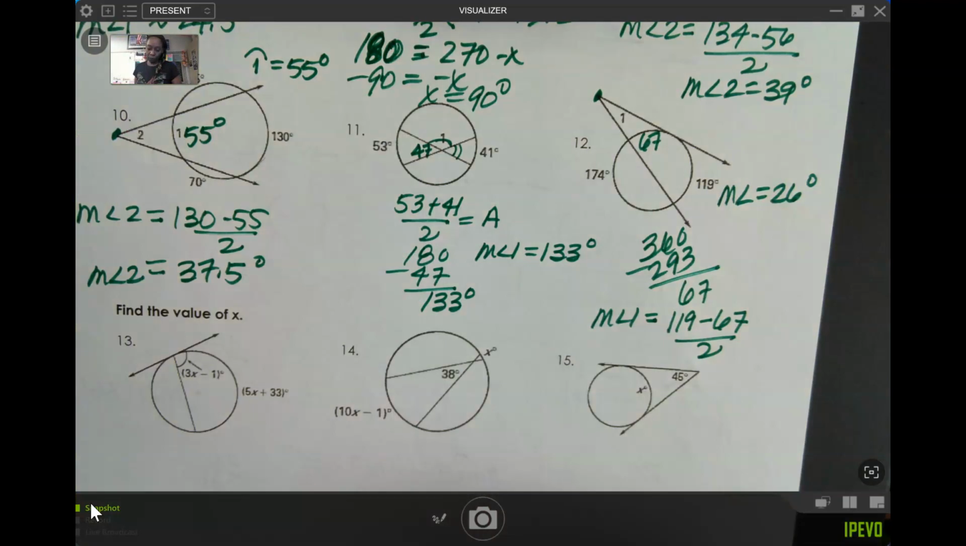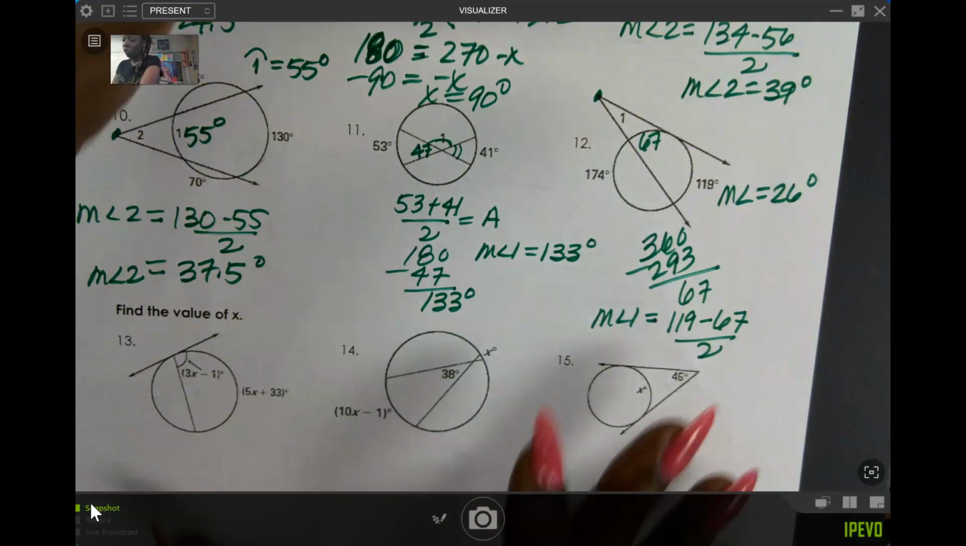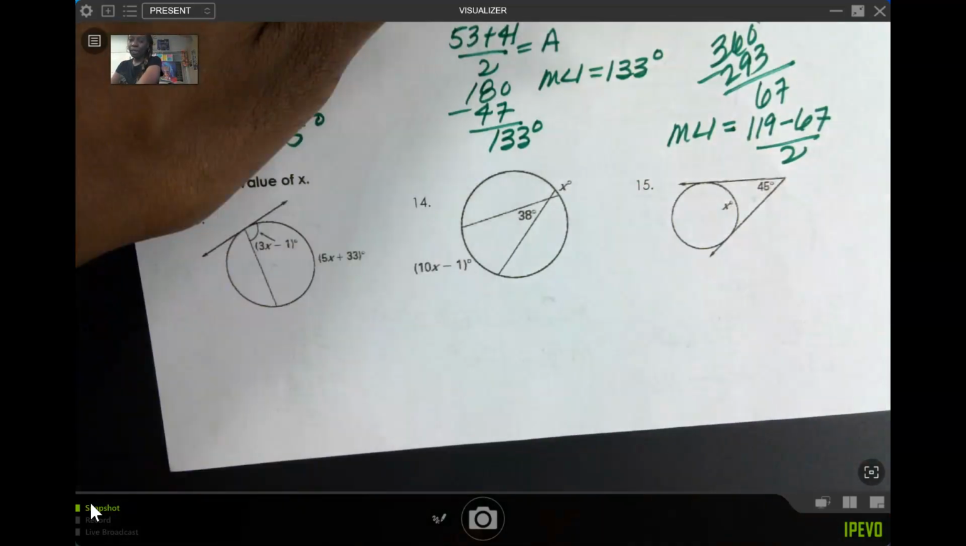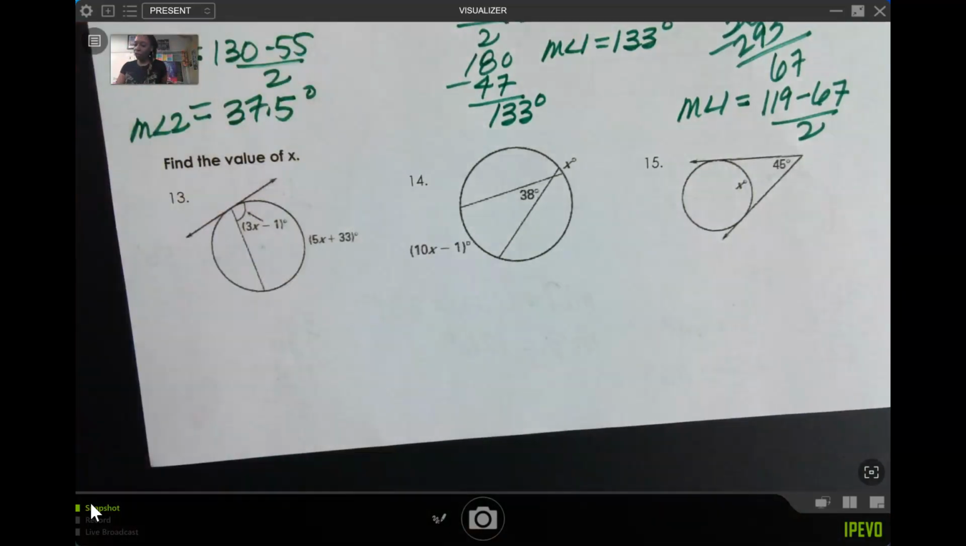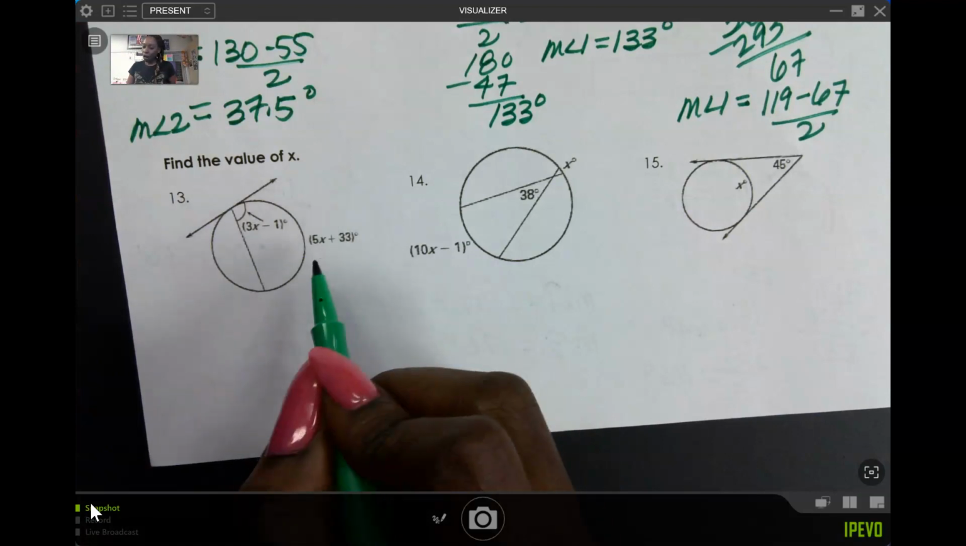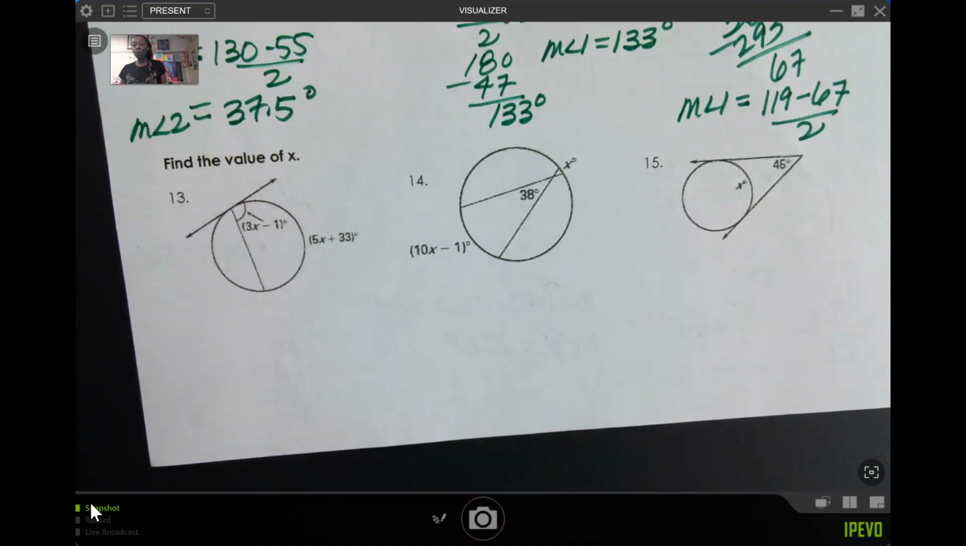Measurement of angle 1 is equal to 26 degrees. All right, these last three are a little bit more algebraic in nature, as you can see from the expressions we're looking at. But we're still doing the same rules.